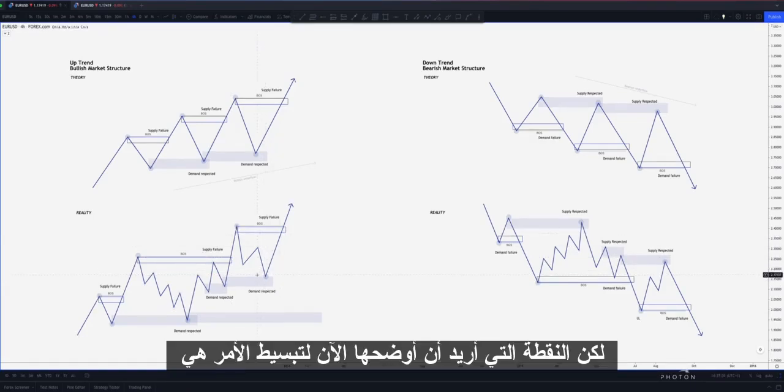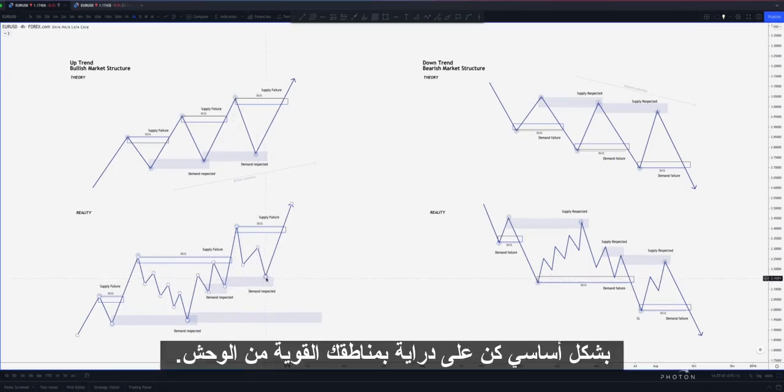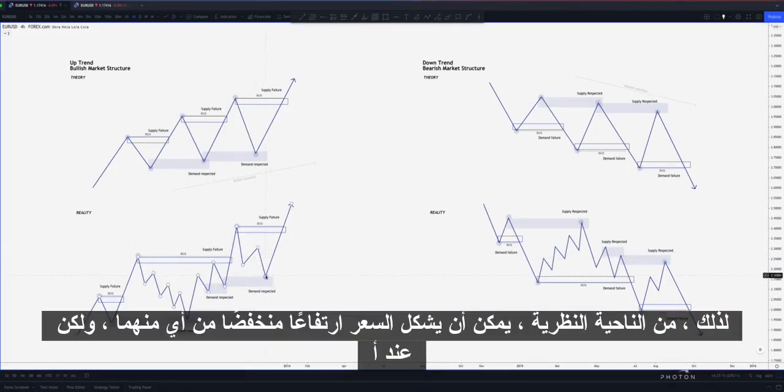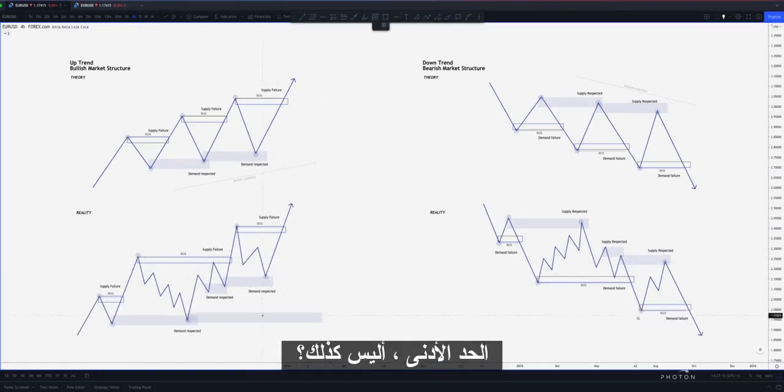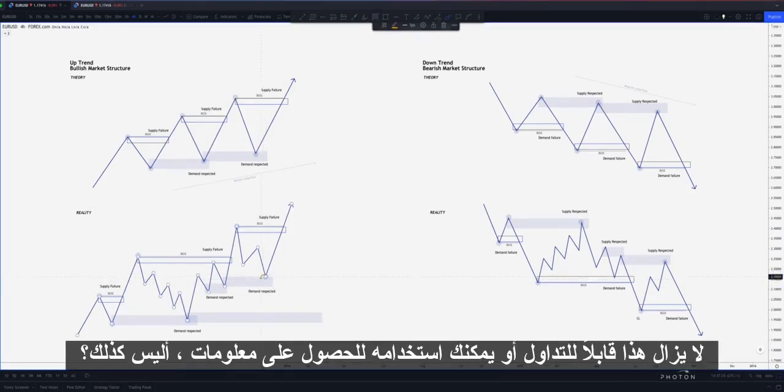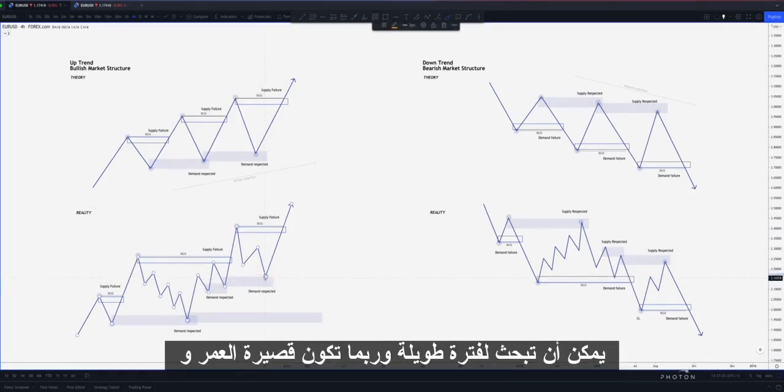But the point I just want to make right now, to keep it simple, is essentially be aware of your strong areas of demand. They're both strong because they're both part of the leg that caused a break of structure. So in theory, price can form a higher low from either of them, but at a bare minimum, right, you should get a decent reaction from this demand zone here. So that's still tradable, or you can use it for information, right, that you could look for a long.